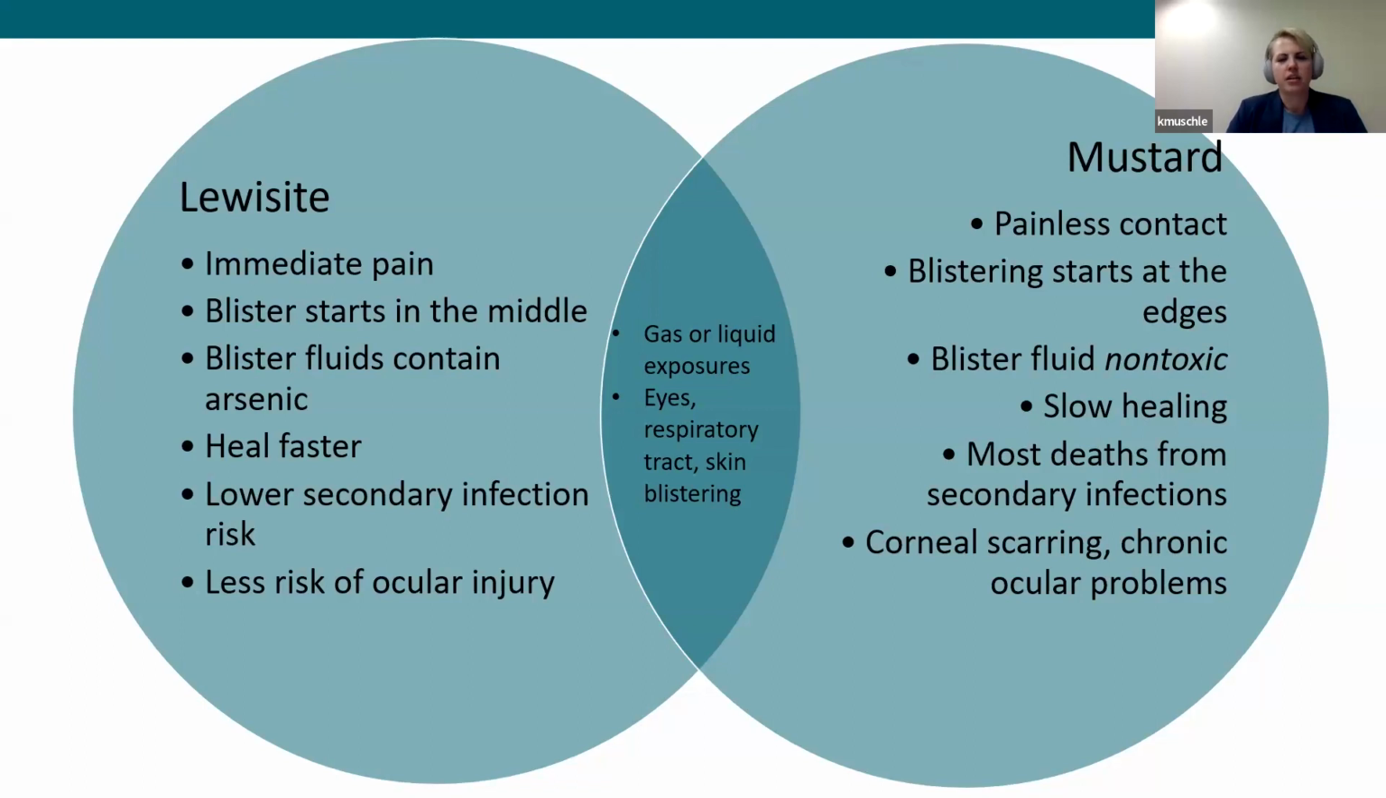Mustard, on the other hand, is painless at first, and so people don't run away and get larger exposures with mustard. Blistering tends to start around the edges of an area of erythema. This is sometimes described as a string of pearls look around the edges of those big splotchy areas, which then slowly coalesce over time. The blister fluid is non-toxic for mustard, and there's no secondary risk to treating people or providers with mustard exposures.